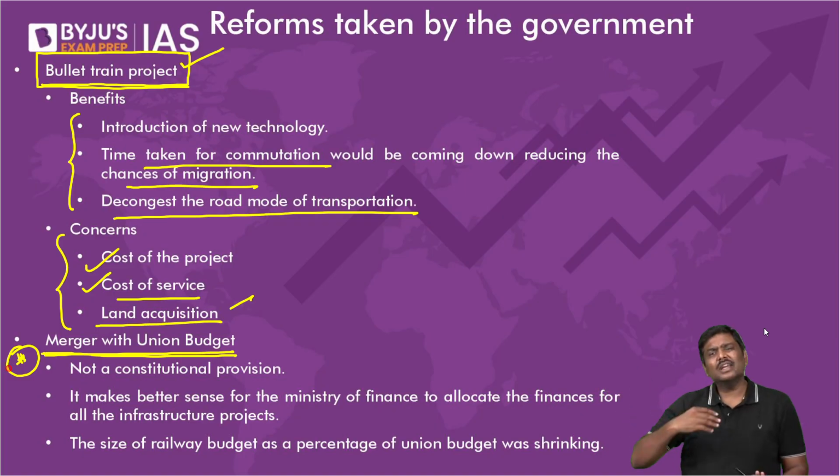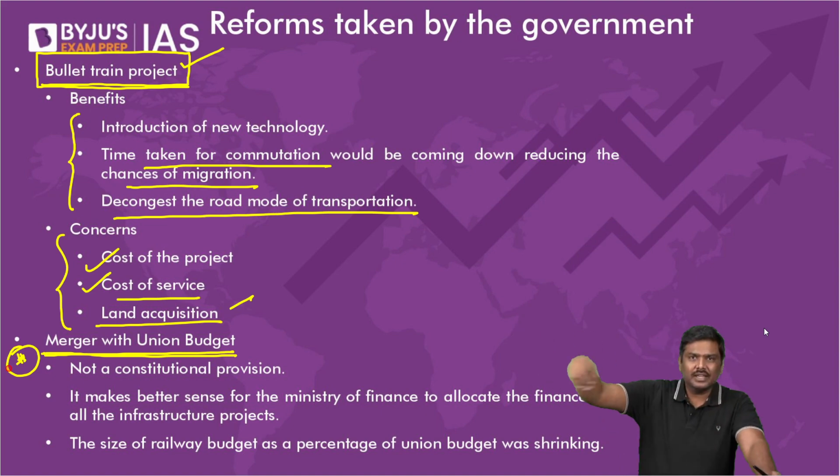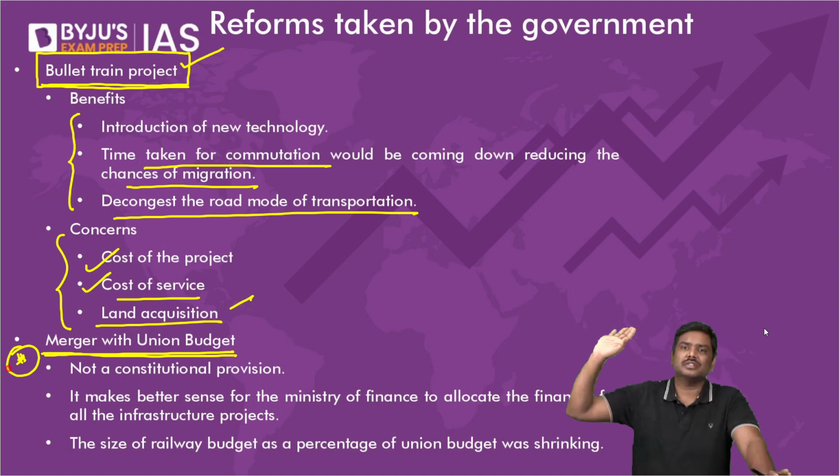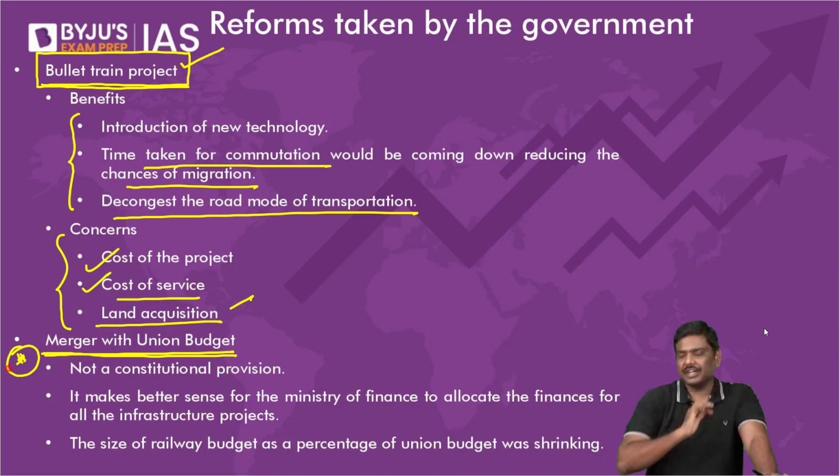Second, it is not a constitutional requirement. Having a separate railway budget is not a constitutional mandate. There is no provision in the constitution for this. So why do we need to basically continue what the Britishers did?